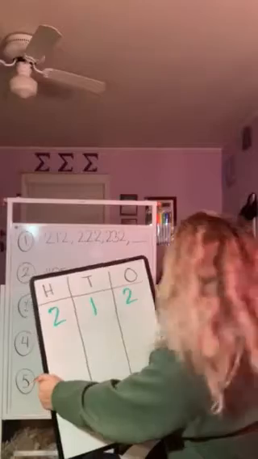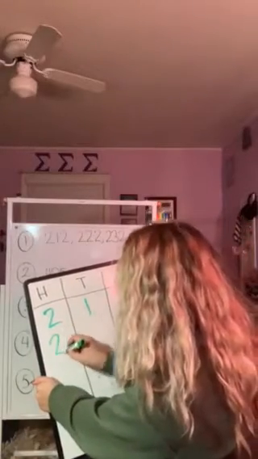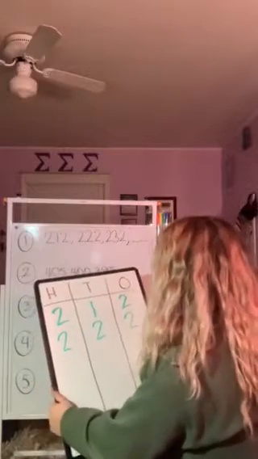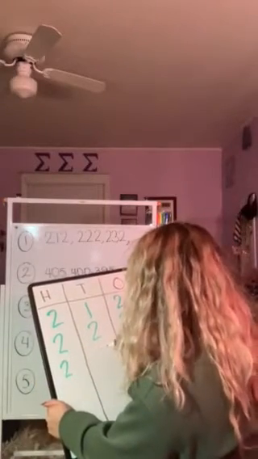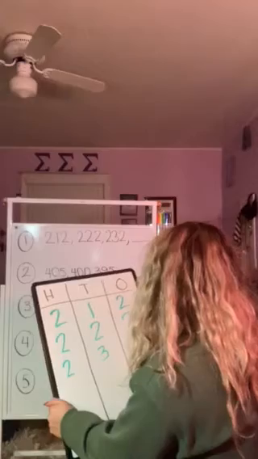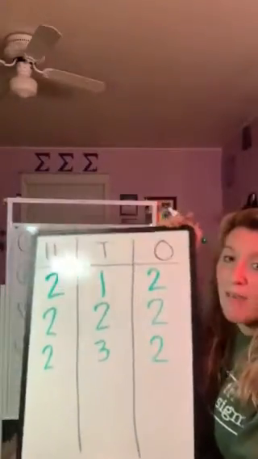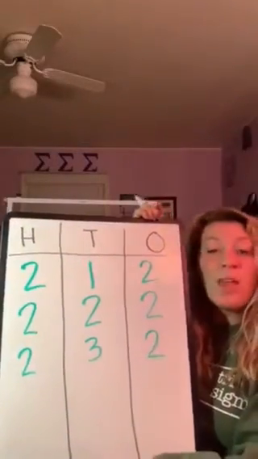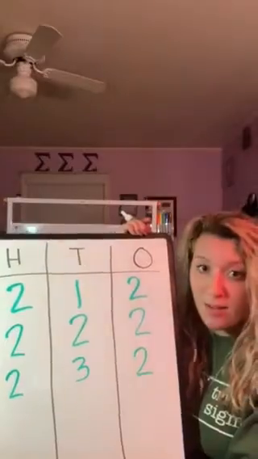My next number is 222. My third number is 232. So we have to take a look at the numbers on our place value chart and see if we can figure out what the pattern is in order to figure out what number is going to come next.